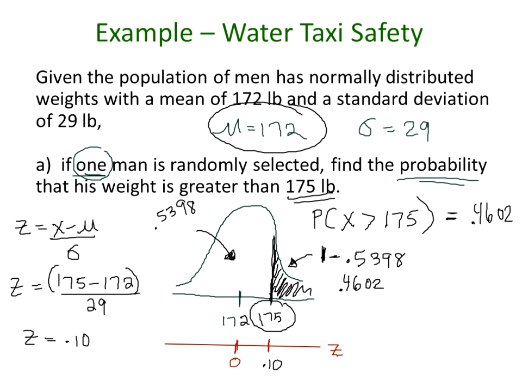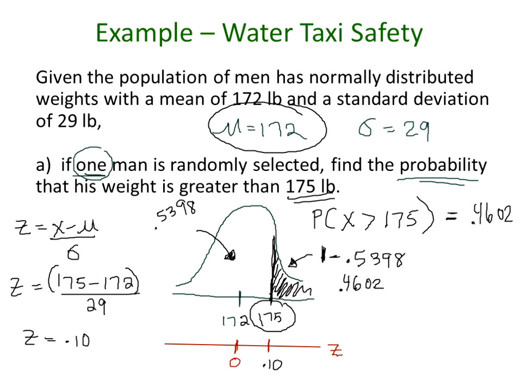Okay, so that is the probability that if one man is randomly selected, he's going to weigh greater than 175 pounds. Again, this is assuming we have a normal distribution. So 0.4602, that's almost 50-50, right? That's almost at 0.5. That's almost a 50-50 chance that if a man is randomly selected, he's going to weigh more than 175 pounds. Okay, so that's how we did the problems before.